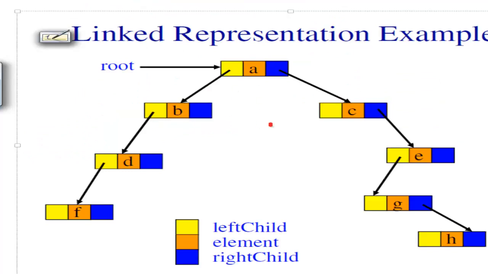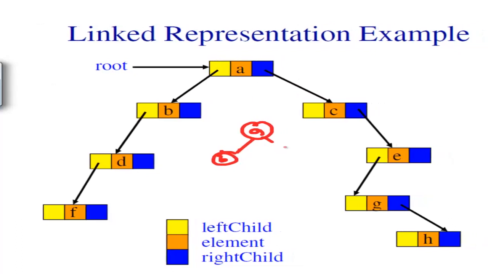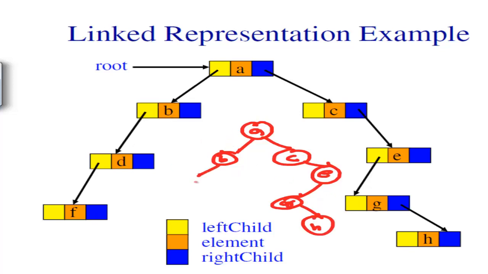So we had an A node, for example. It has a left child B, and then it also has the right child C. Now C has a right child E. That's why the blue is the right child, yellow is the left child, and this one is the data. E has a left child G, and G has a right child H. So this is how the structure is. B has a left child D, and D has a left child F. So this is how easily we can make it without wastage of space.